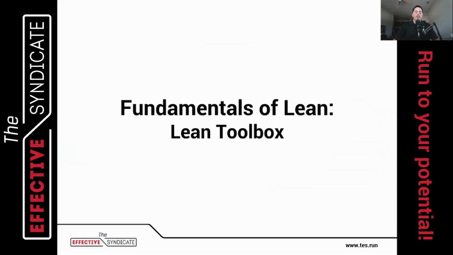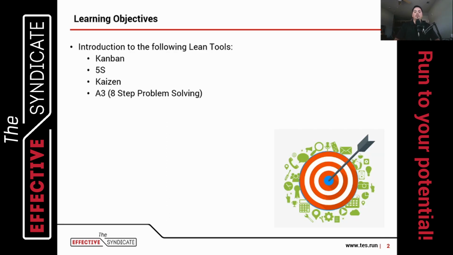Hello, everyone. In the last module, we talked about lean principles. In this module, we're going to start talking about some of the tools that we can utilize to help us put some of those principles in practice. So some of the learning objectives, we're going to talk about Kanban, 5S, Kaizen, and A3, 8-step problem solving.